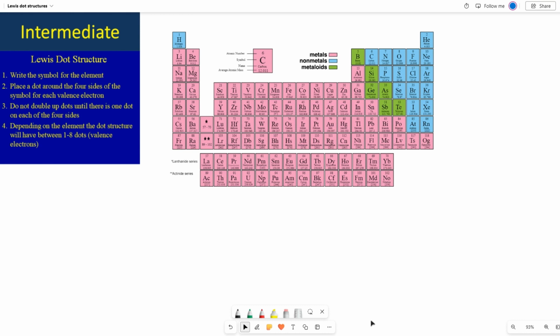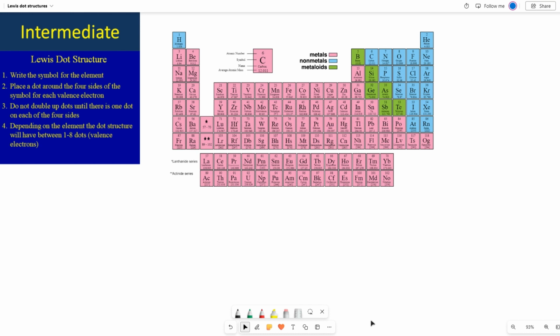So Lewis dot structures, what these are really useful for is when you start to try to draw Lewis structures for covalent bonding. And if you understand how to draw a Lewis dot structure, it makes it a lot easier to figure out from a formula how to draw out an overall Lewis structure for an organic compound. So let's get started with some example Lewis dot structures.